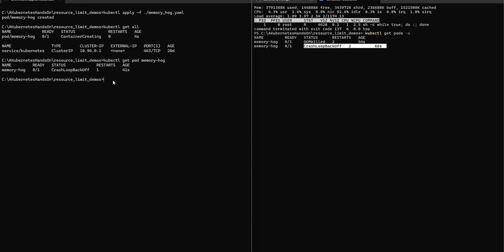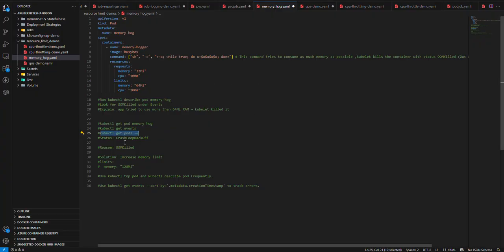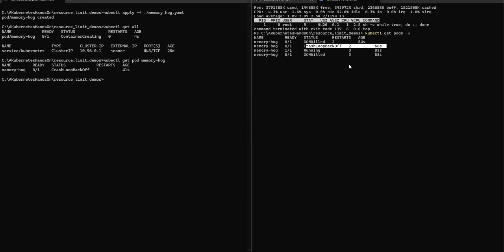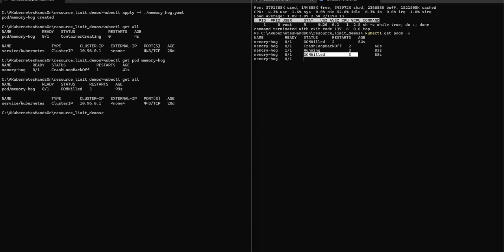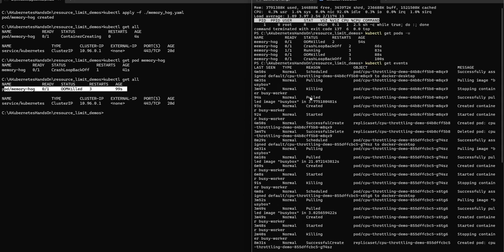Okay, so since the memory is beyond this limit, it got crash loop back off. Now let's see the events, which will give more clarity. So running, and then again killed, out of memory killed, right? Here you see the status is OOMKilled. What we can also do is run this events command and here we'll get more logs.